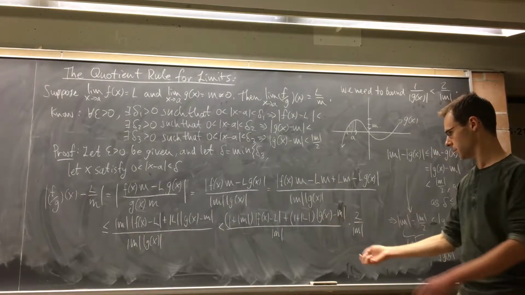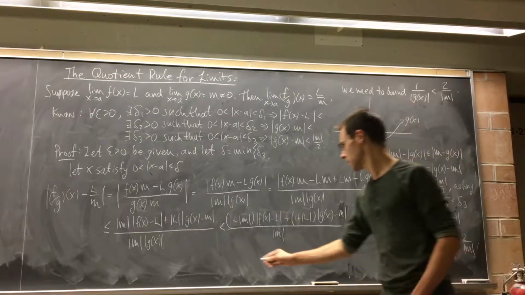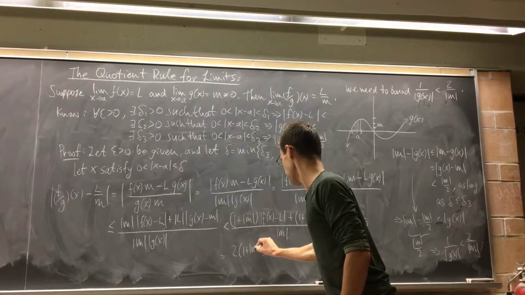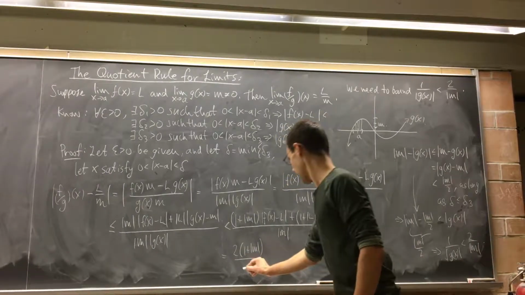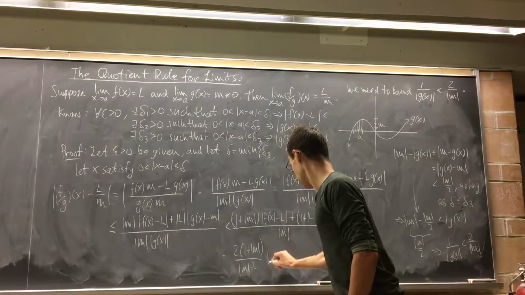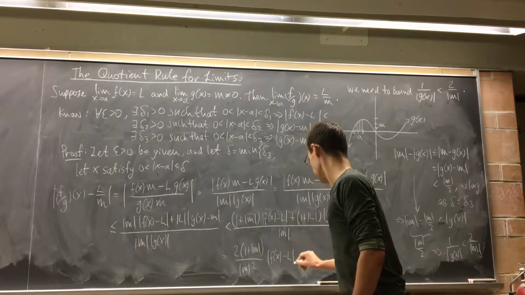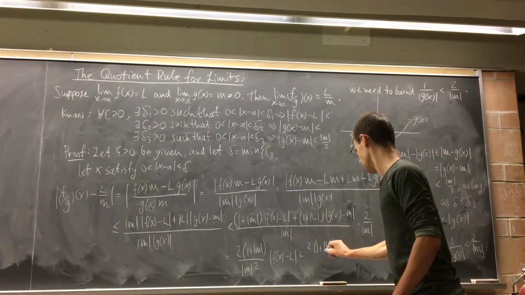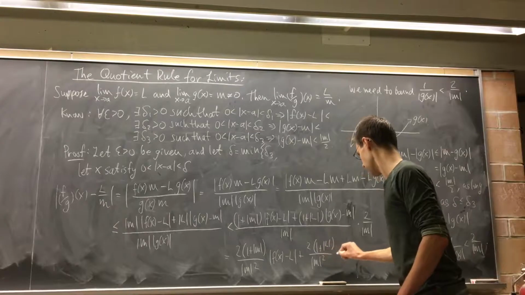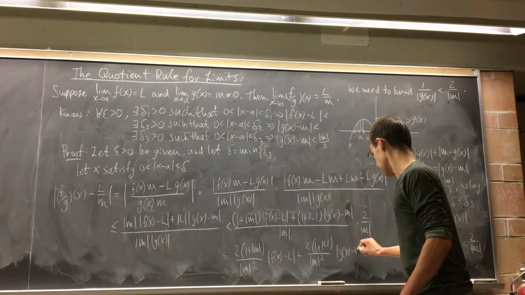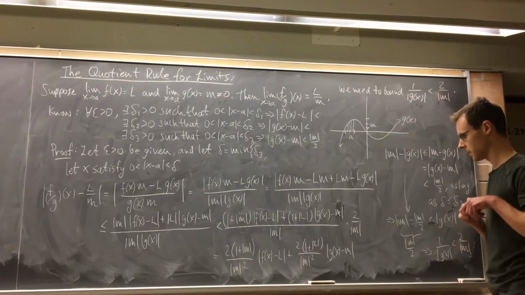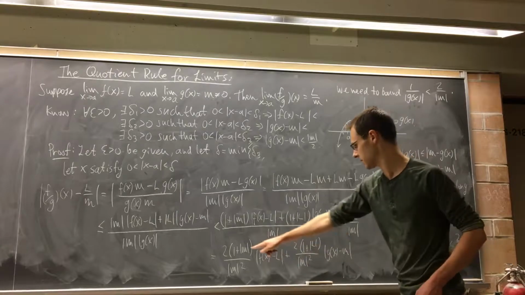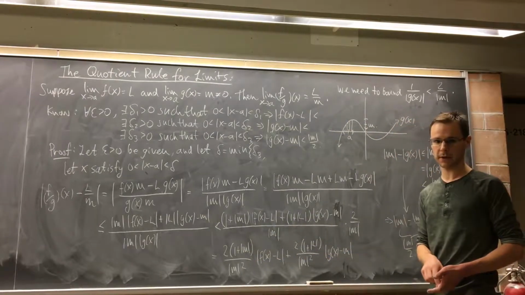Now we can multiply this through and split this fraction apart. And what do we get? 2 times (1 plus abs m) over abs m squared, times f of x minus l, plus 2 times (1 plus abs l) over abs m squared, times g of x minus l. All right? Notice the symmetry here. That looks very similar to that. It's just that we have an abs m here and we have an abs l there.